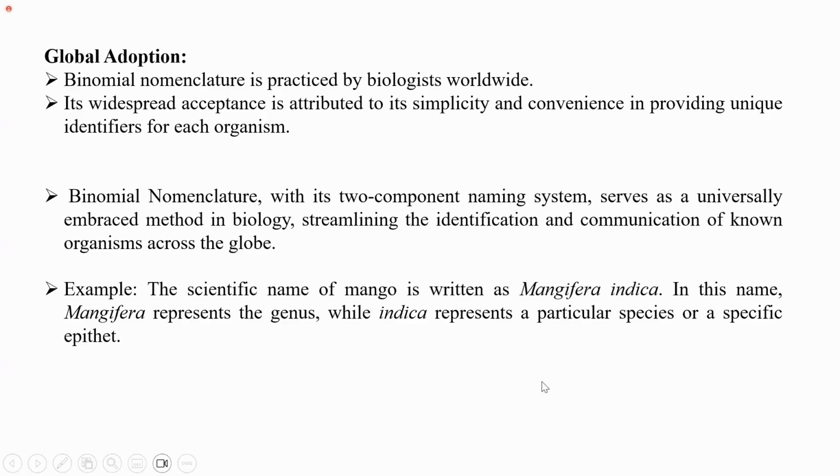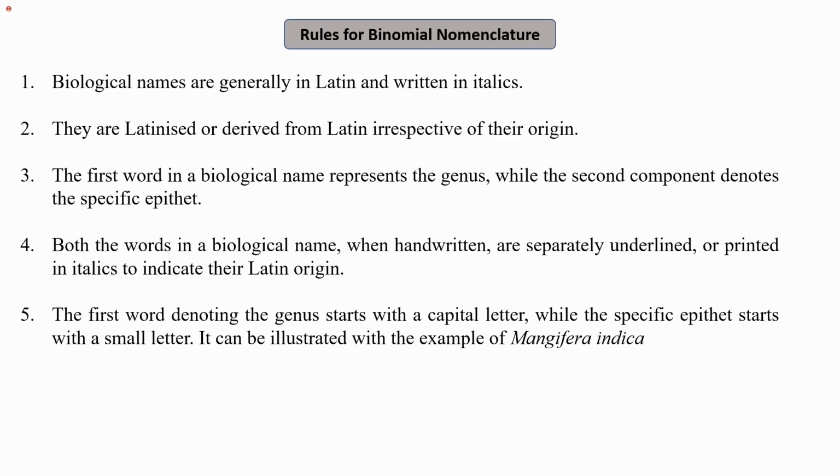It should be italics actually, due to the rules which we are going to study later in the binomial nomenclature. So the scientific name of mango is Mangifera indica. Now, there are certain rules of binomial nomenclature. So biological names are generally in Latin or written in italics.